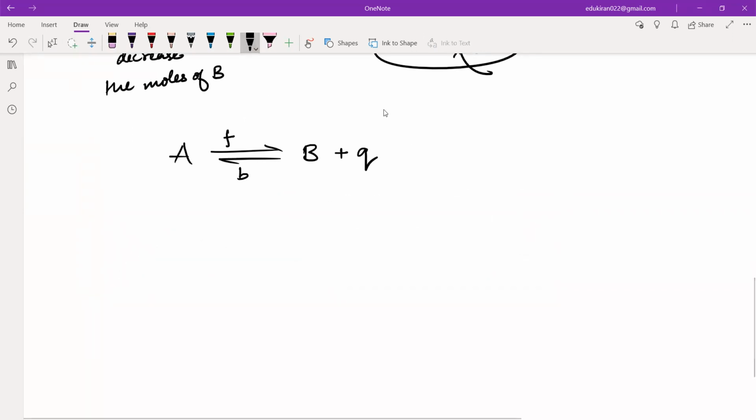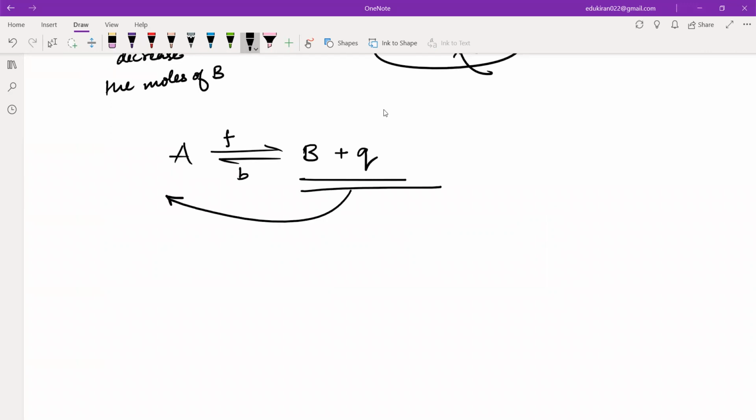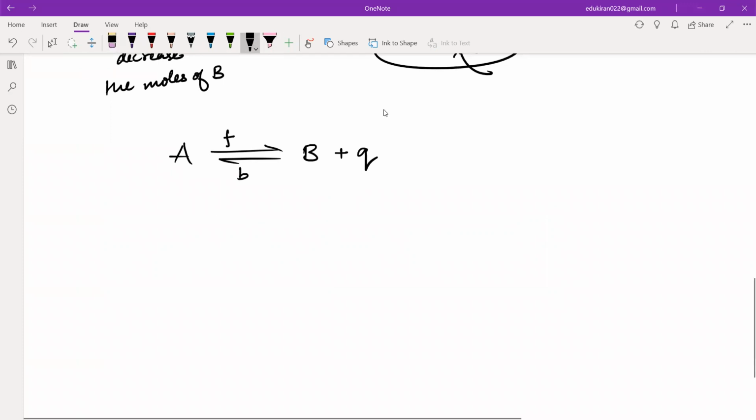What will happen if I increase the heat? If I increase the heat, what is going to happen? I'm increasing one of the product, and if I'm increasing one of the product, the reaction will move backward. Is that clear? Yes or no? Yes, sir. If I give it more heat, that means I increase the temperature, then the reaction will move backward.